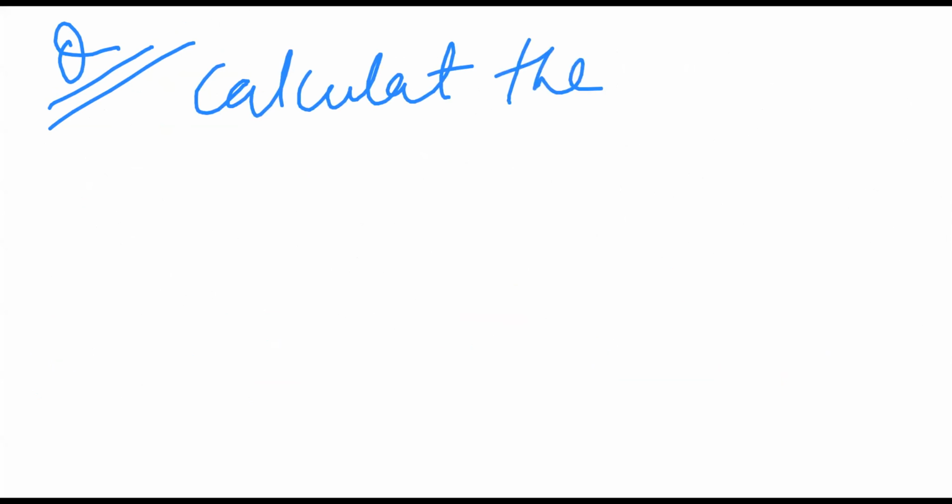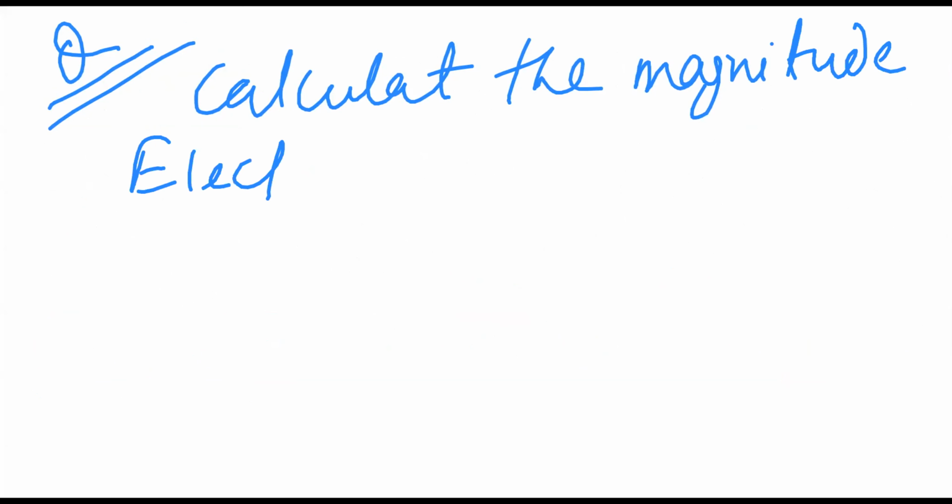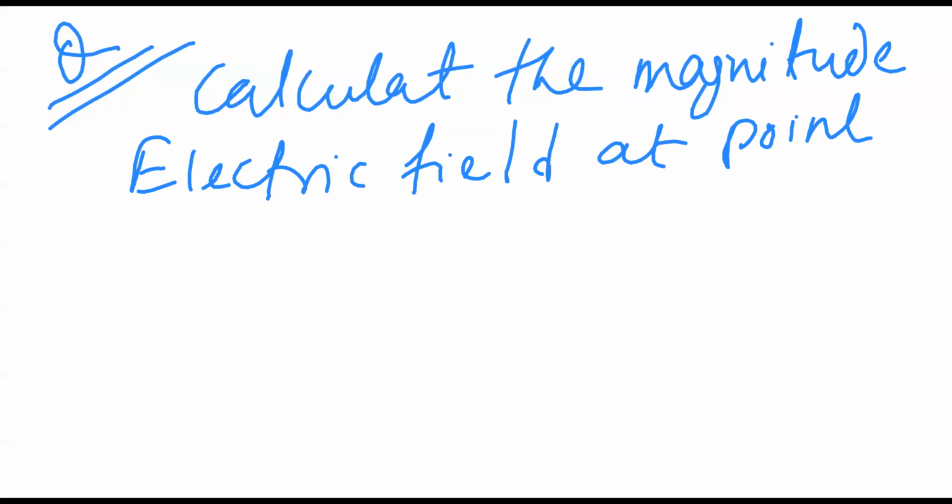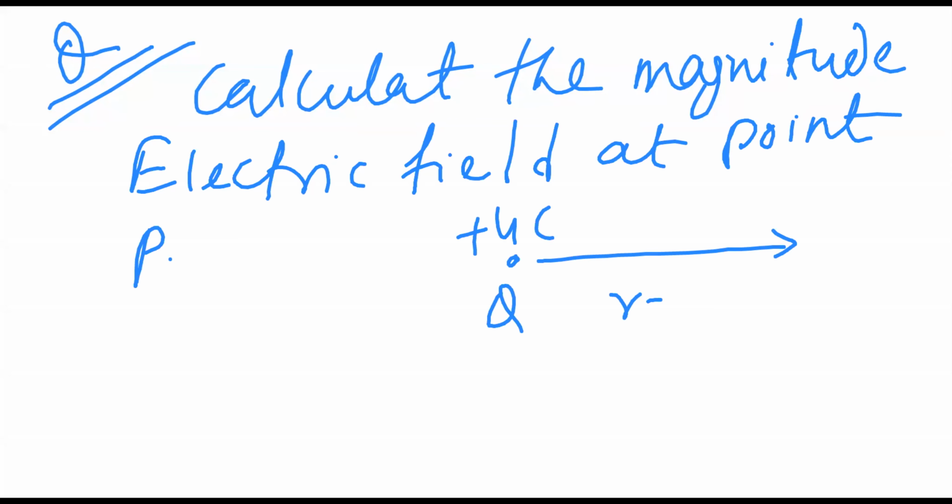Now another question, based on the field actually. Everyone calculate this first. Calculate the magnitude of electric field, as shown, at point P. So here Q is given as plus 4 coulomb, and the distance is given. You have to get the answer in Newton per coulomb, the SI unit.